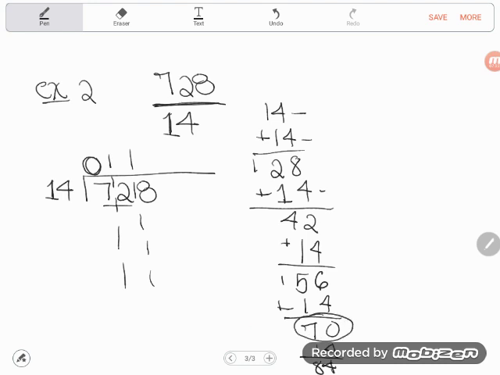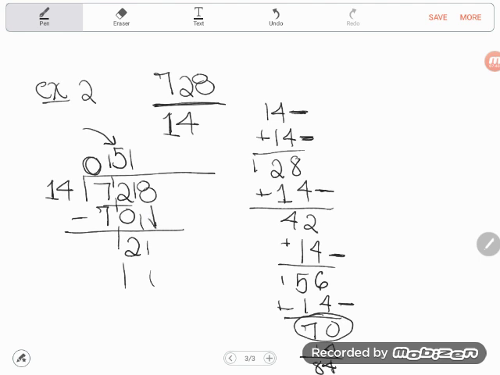Now, how many 14s was that, though? Because we're supposed to write up here on the top how many 14s that is. So let's count. 1, 2, 3, 4, 5. I added up 5 14s, and that gave me 70. Now, I've got to take that 70 away because I've only used up 70, not 72. I'm going to take it out to see what's left of my 72. So 72 minus 70 is 2.